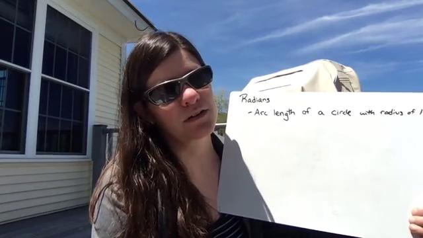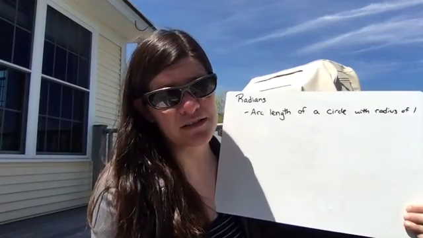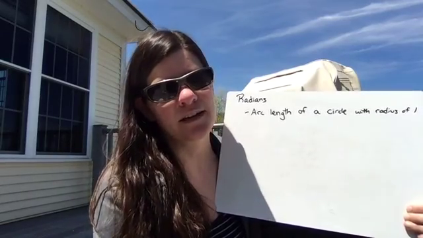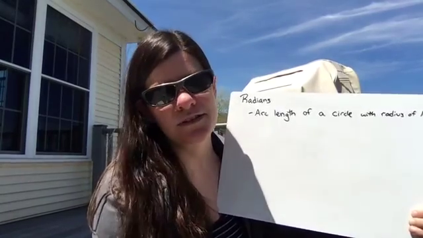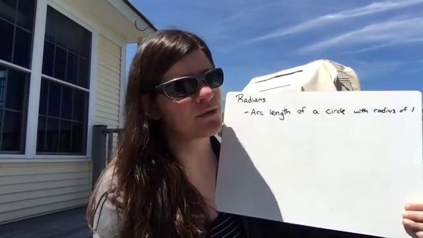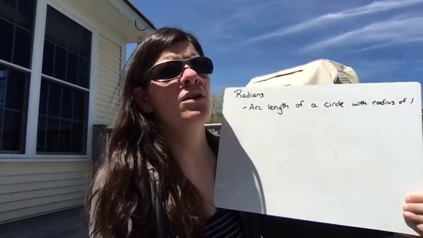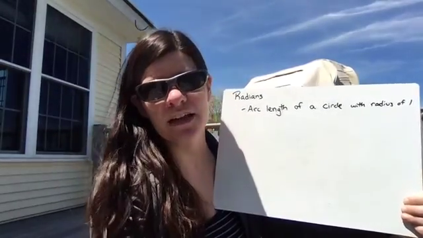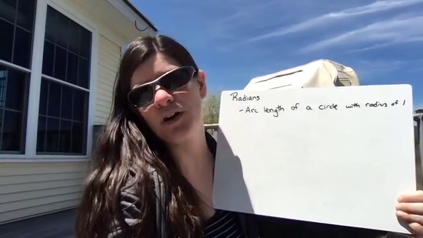So 360 degrees is the same as 2 pi radians. 180 degrees is pi radians. And 90 degrees is pi over 2 radians. Okay, so that's typically how we use it, but it's related to arc length, and I want to go over that now because it's something we use later and often don't talk about where it comes from.